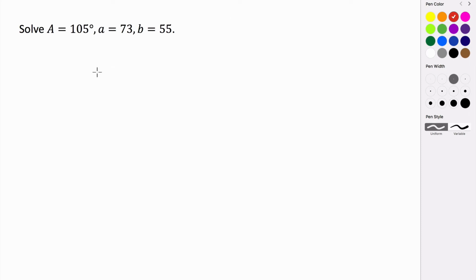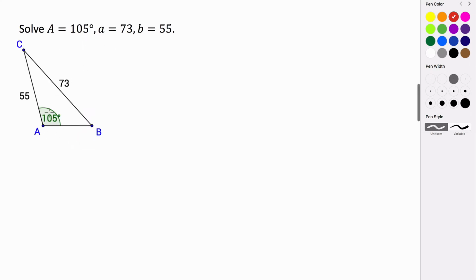For this example, we're going to use the law of sines to solve this triangle. So we have angle A is 105 degrees, side A is 73, and side B is 55. So the side opposite our given angle and then the adjacent side. So this ends up being a side angle side triangle.